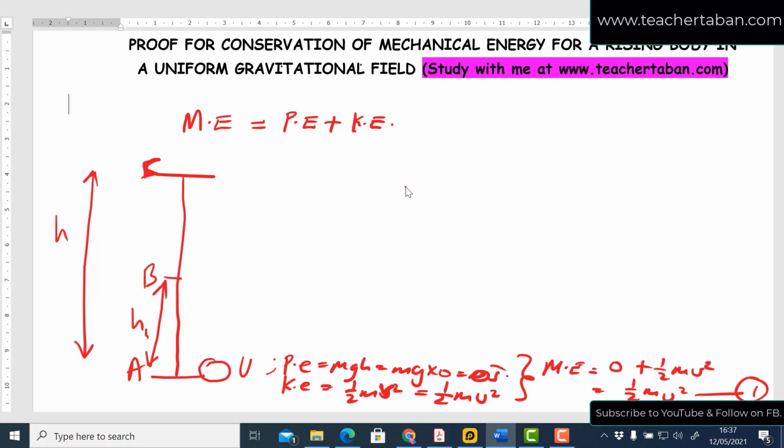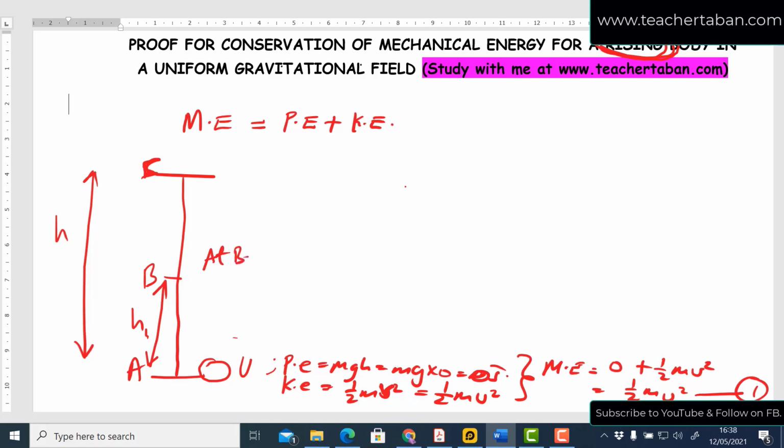Now, since the body is moving upwards, and our initial mechanical energy is in terms of the velocity u, it means that at all the points B and C, our final expression of the mechanical energy must be in terms of u as well. In other words, the mechanical energy must be equal to a half mu squared. All right, so let's check this out at point B.